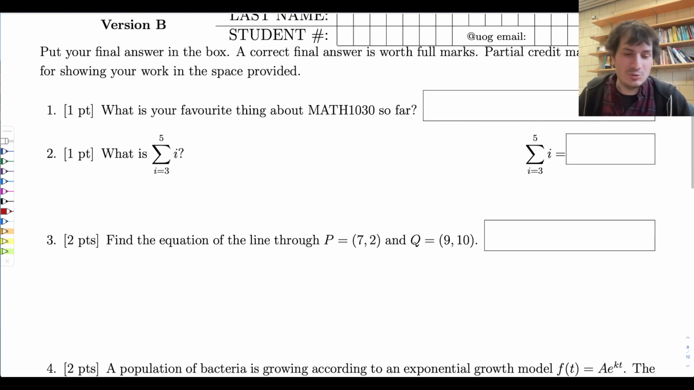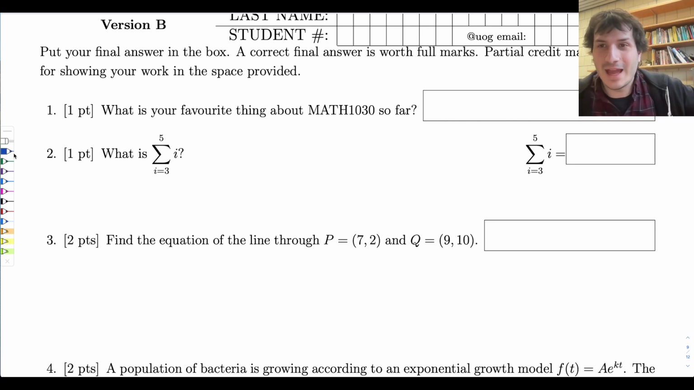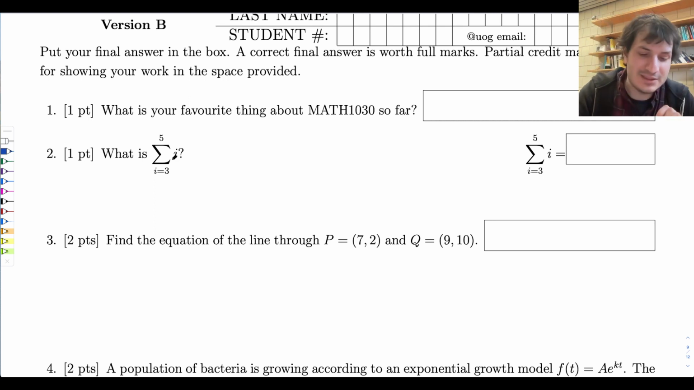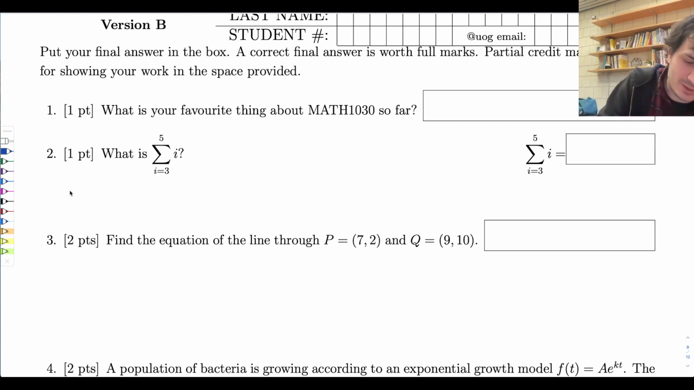Okay, question 2. Question 2, I meant for it to be a complete giveaway problem, and I was hoping that everybody on the exam would start off really strong with a full mark on question 1 and question 2. If you know what these sums mean, if you know what this sigma means, this question is the easiest question possible. Instead of figuring out what it is, let's figure out what it means.